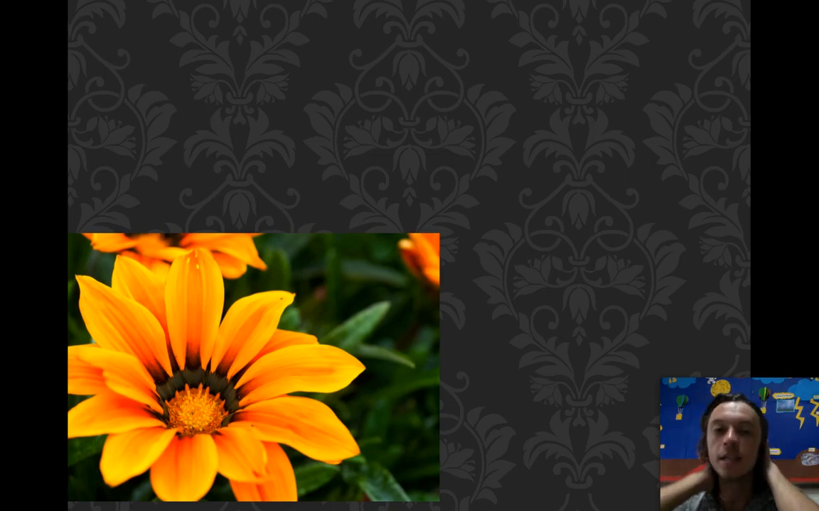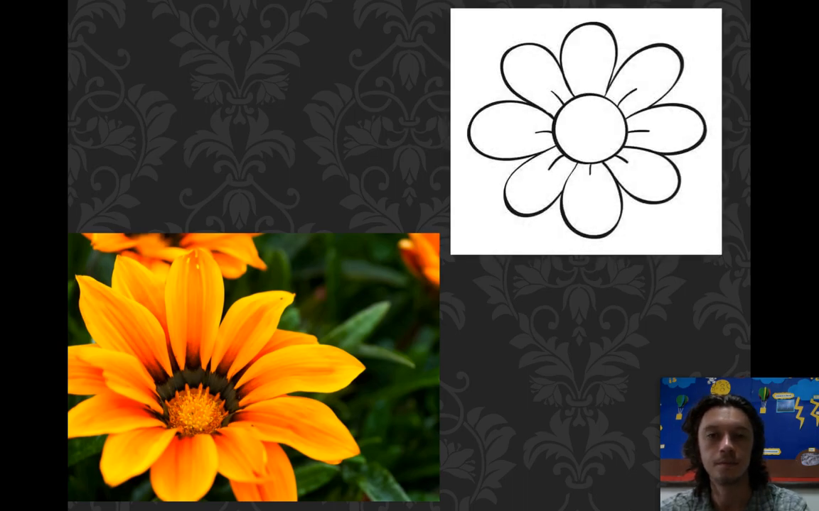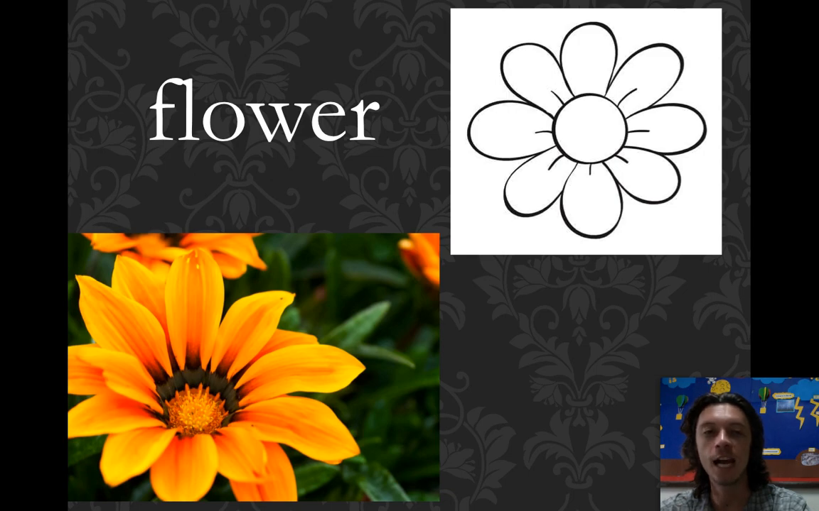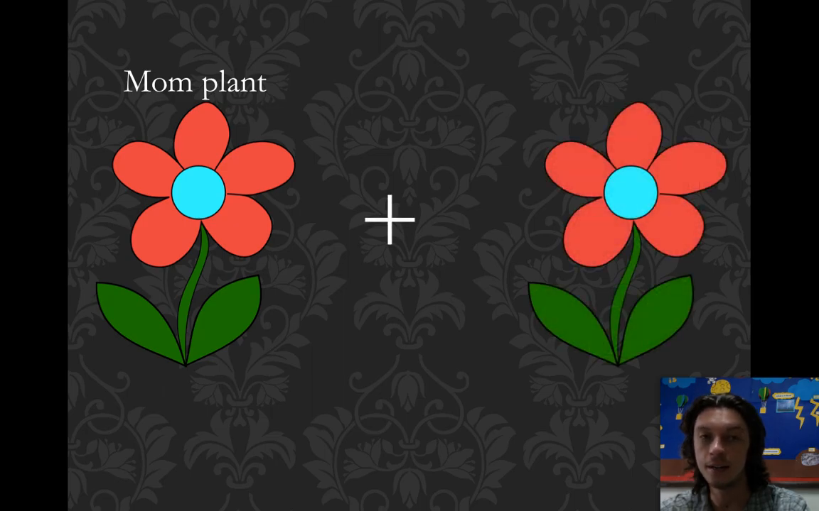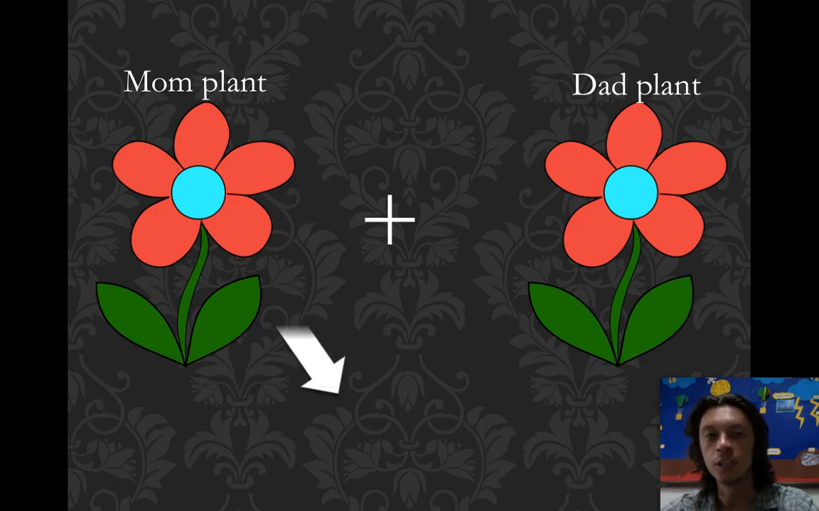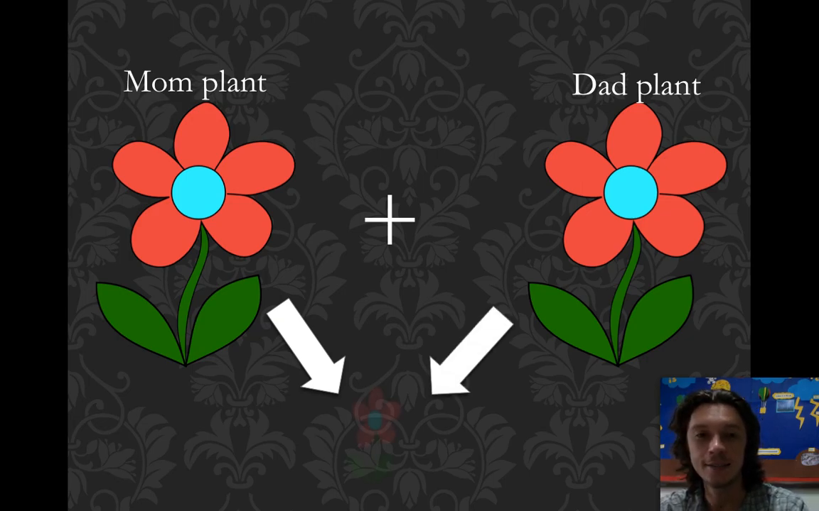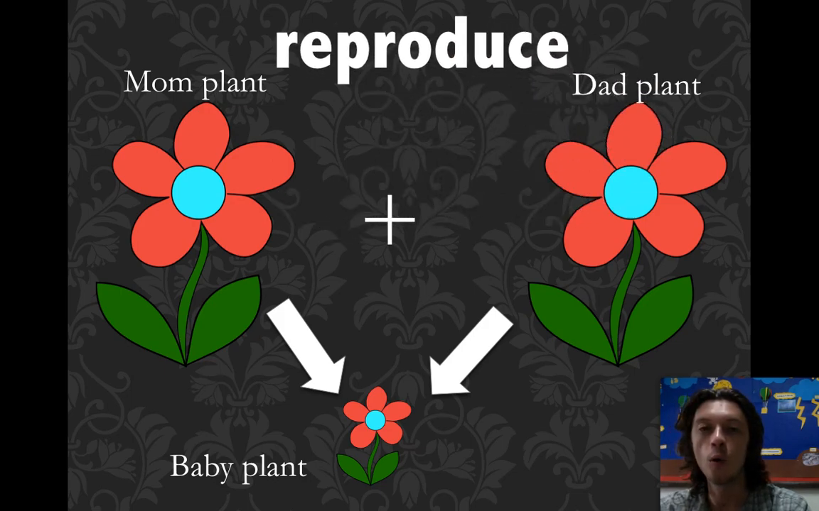Easy. What is this? Flower. Here we have a mom plant and a dad plant. Together, they make a baby plant. In science, we call this reproduce.